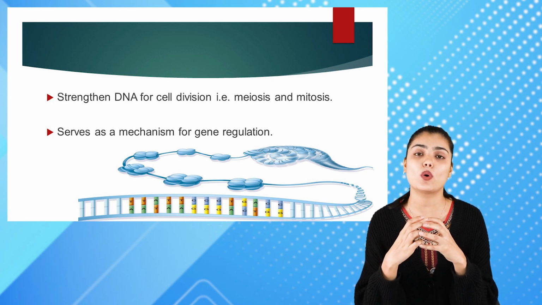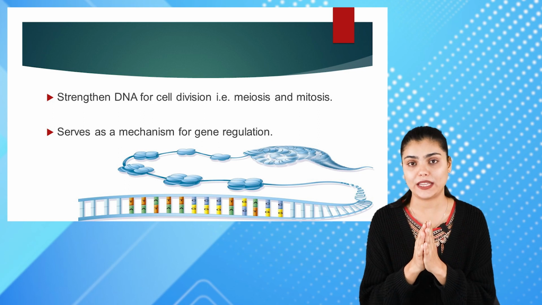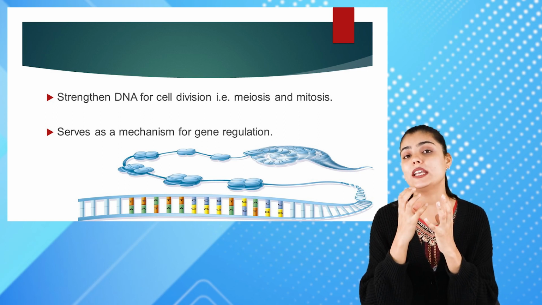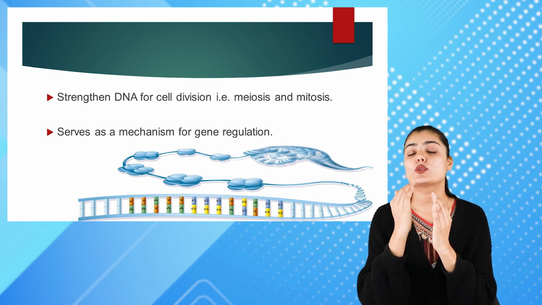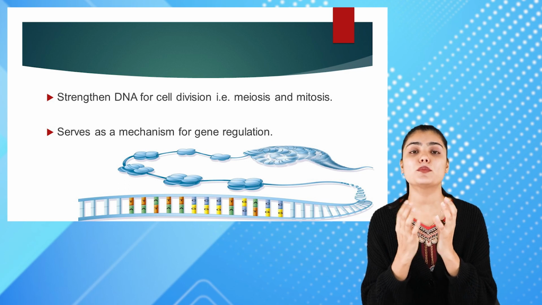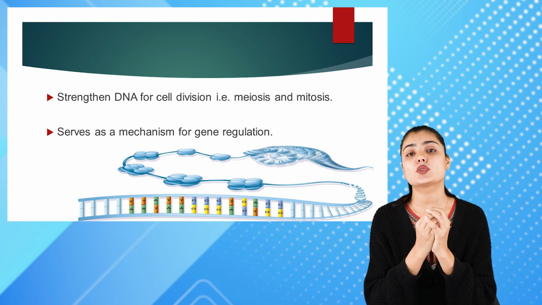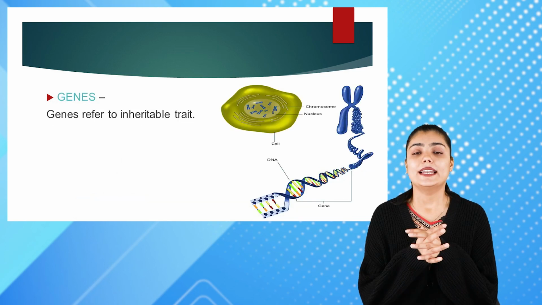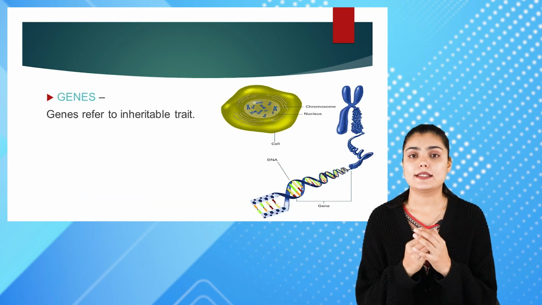So chromatin is also involved in gene regulation, which is the combination of DNA and proteins, majorly histone proteins, and chromosomes are made up of chromatin. Chromatin helps the DNA and the protein to be condensed so that it can fit inside the nucleus of the cell. Let us now see what are genes.